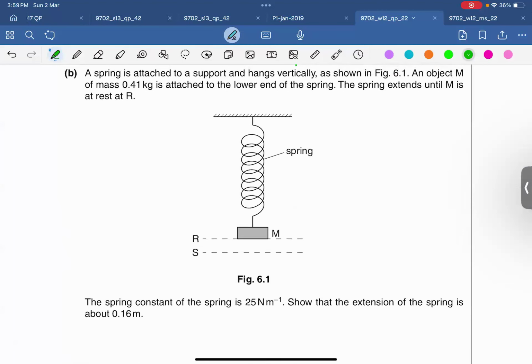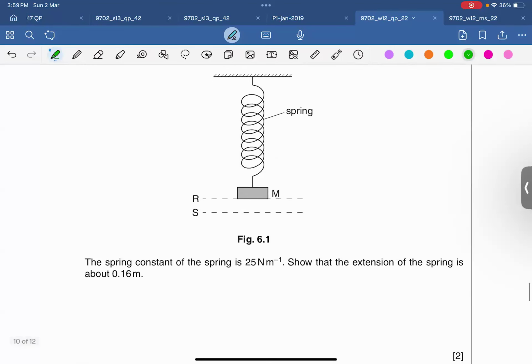Yes, Abdurrahman. A spring is attached to a support and hangs vertically, as shown in Figure 6.1. An object M of mass 0.41 kg is attached to the lower end of the spring. The spring extends until M is at rest at R. Okay, fine. अच्छा जी, आगे आ जाओ. The spring constant is 25 Newton per meter. Show that the extension of the spring is about 0.16 meters. Perfect.